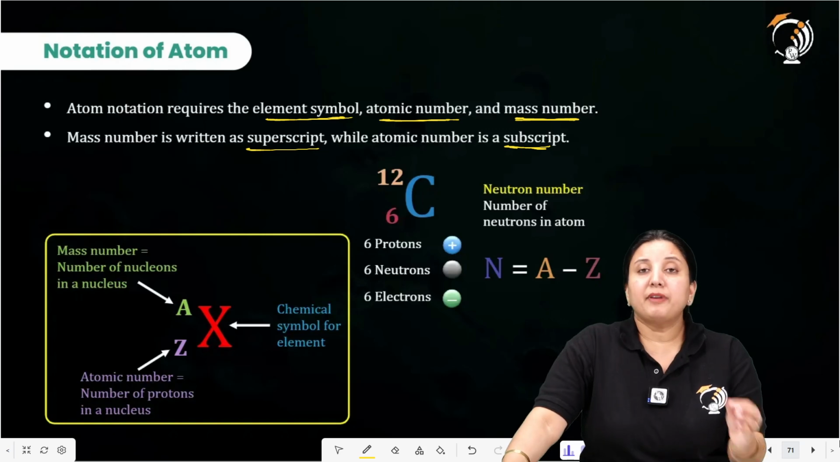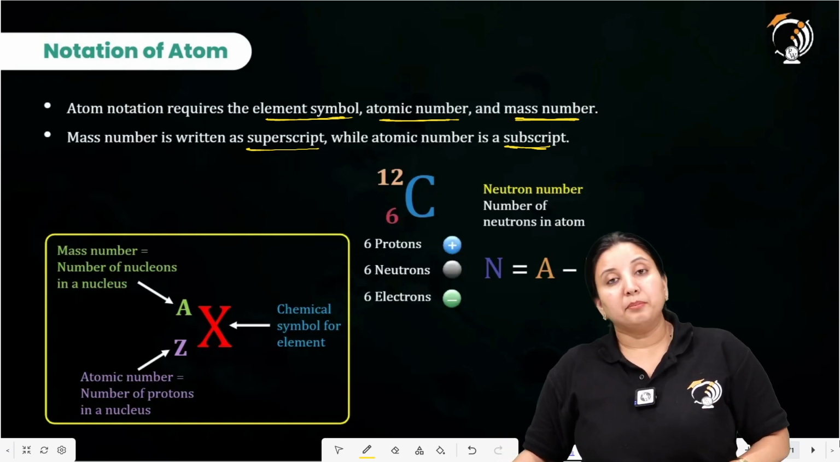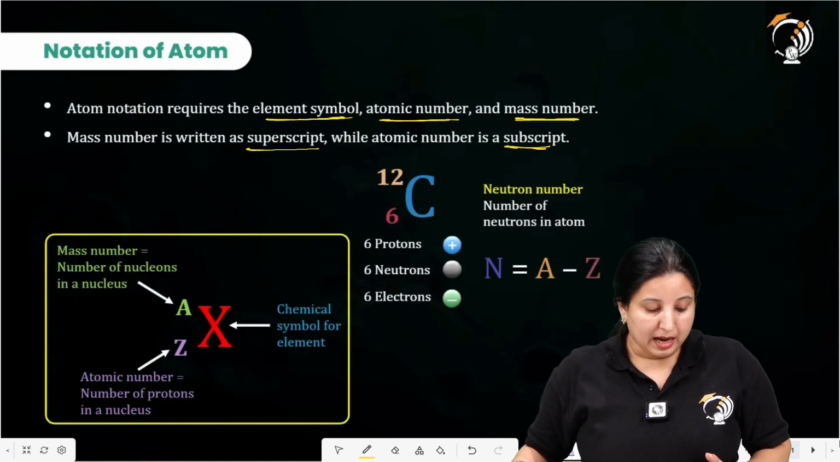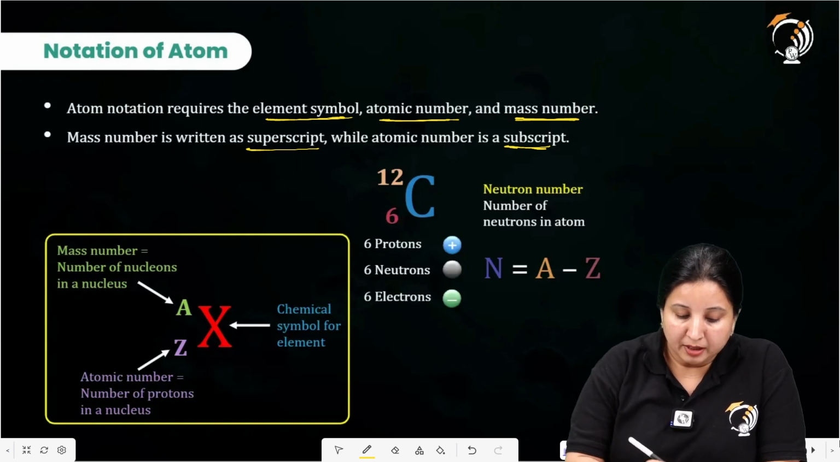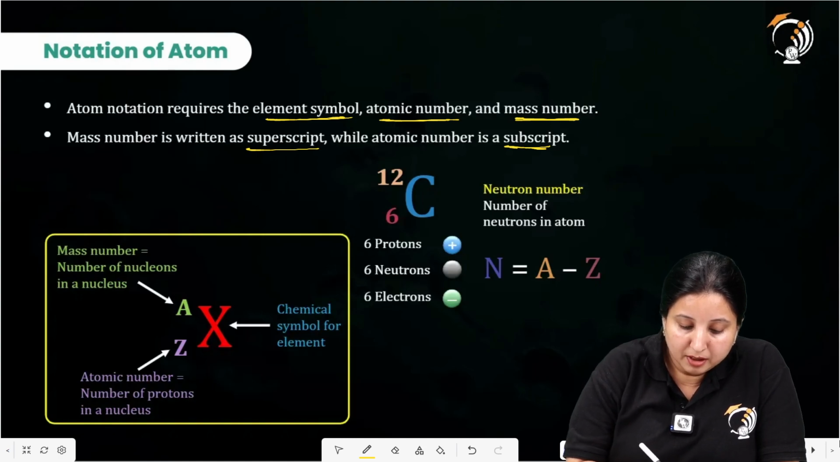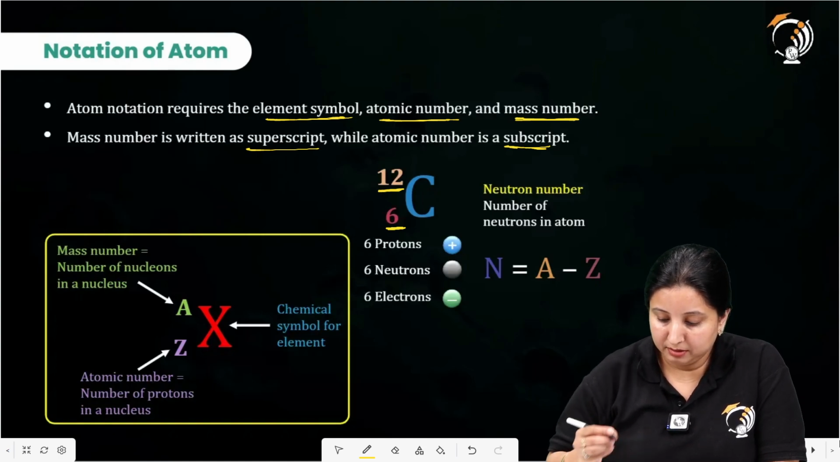Now you will find in some questions and in some books that mass number is mentioned as the number of nucleons and atomic number as the number of protons, so do not get confused. If I talk about the example of carbon, C is the symbol, 6 is the atomic number, and 12 is going to be the mass number.